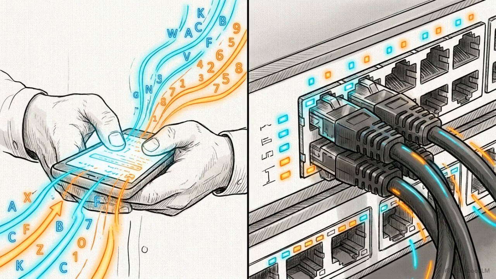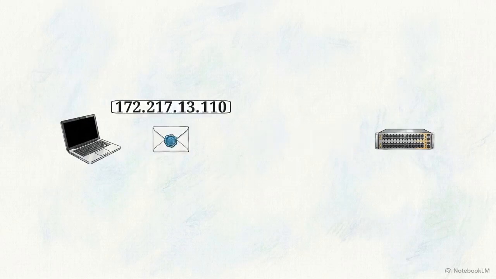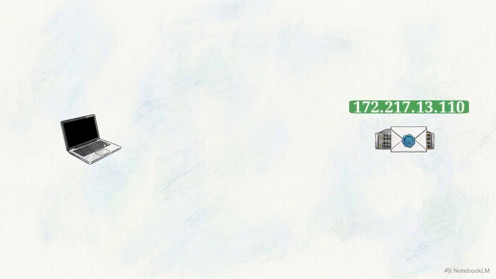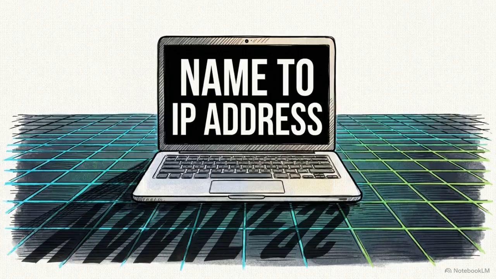Humans navigate the world using language and memorable names. Computer networks categorically reject those names. Routers and switches only forward traffic based on numerical IP addresses. To understand how the web actually functions, we have to look at the invisible translation layer required to bridge human memory and machine logic, the domain name system, or DNS.